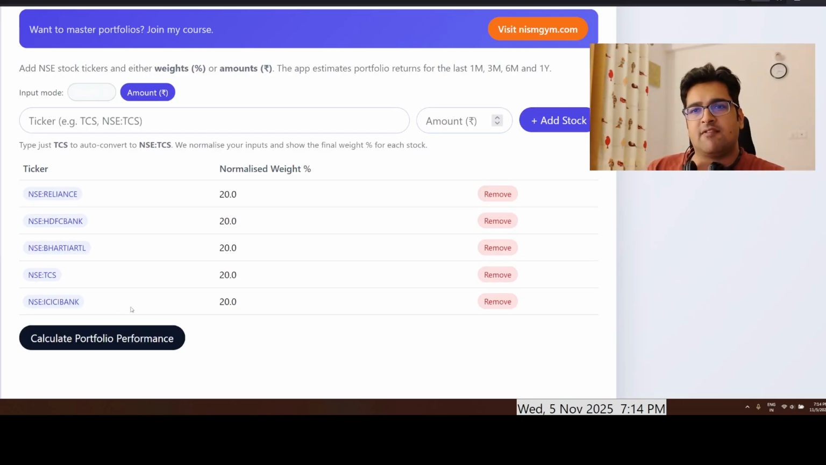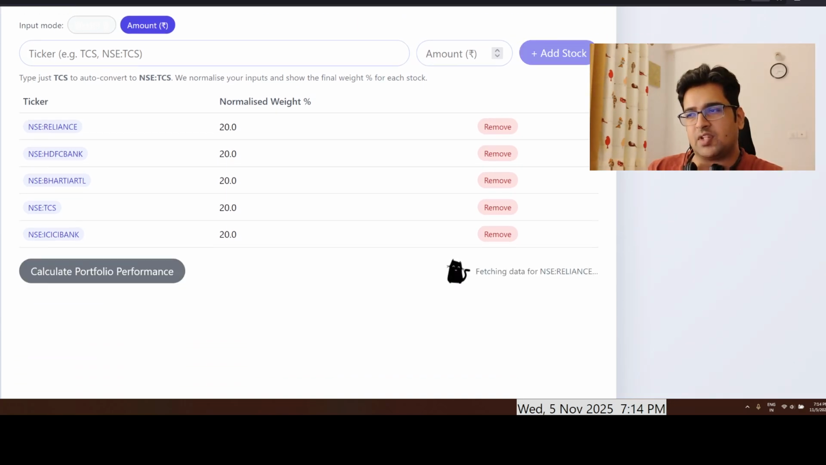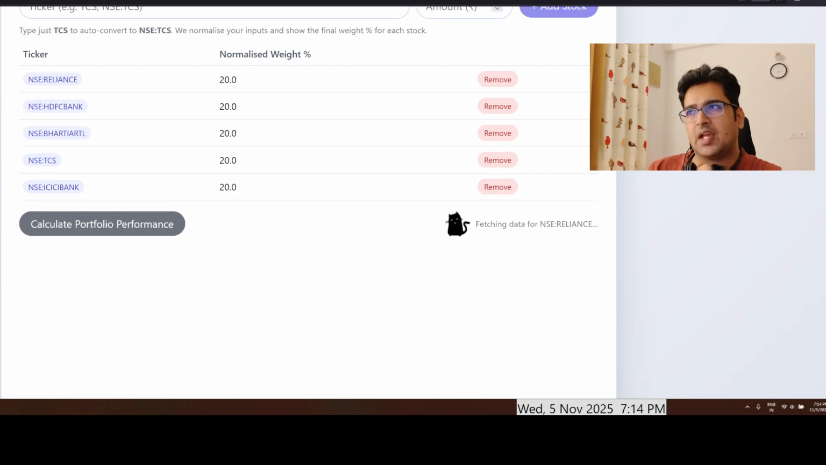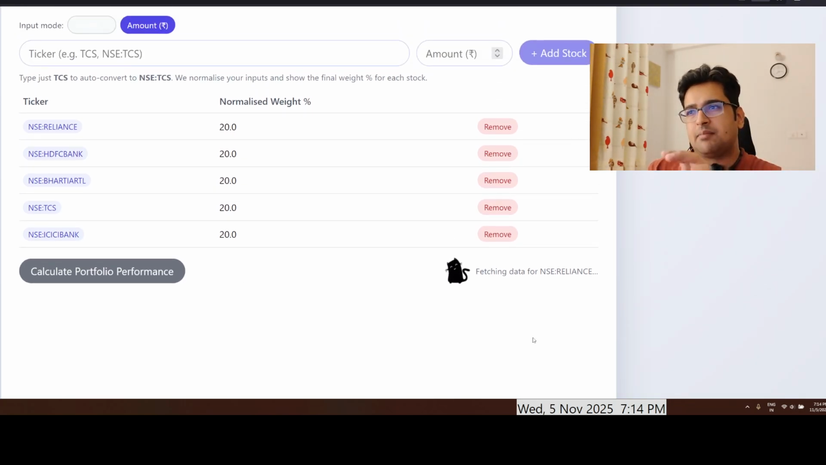So we have the five equal weighted companies in here, and let's check what the performance of these companies is going to look like. Give it a little while. It'll take some time to fetch its data because remember it's using free APIs right now.